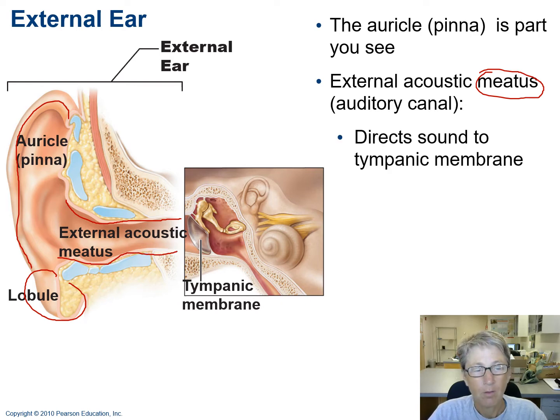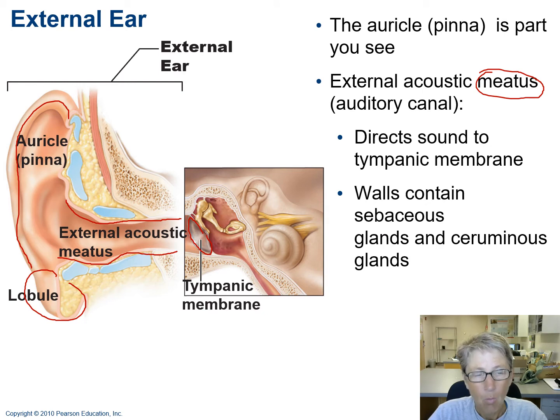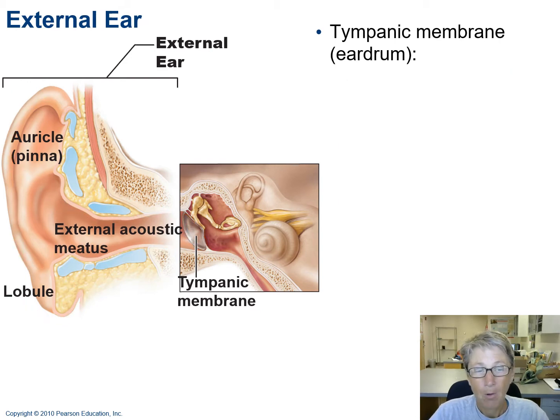So the auricle and the external acoustic meatus, they both direct sound waves to this thing called the tympanic membrane or the eardrum. And then the walls of the external ear contain sebaceous glands that have sebum, and then ceruminous glands. And everybody knows that you have to clean your ears, or that the glandular material will build up.